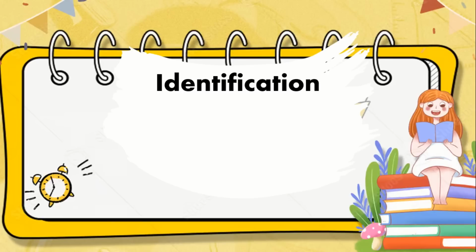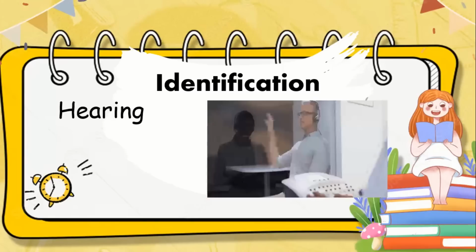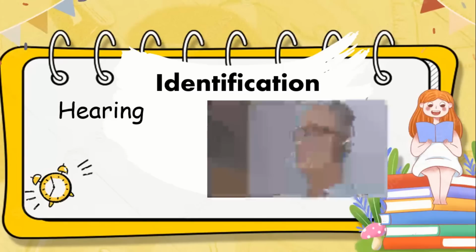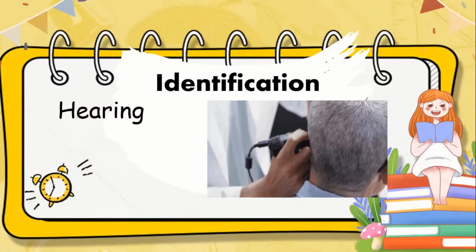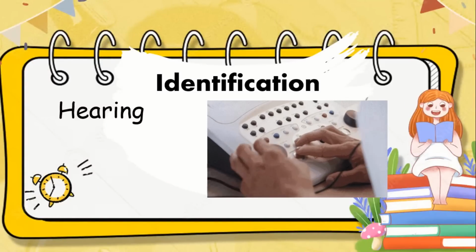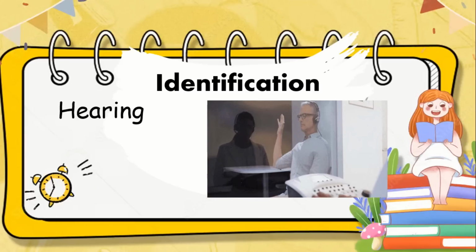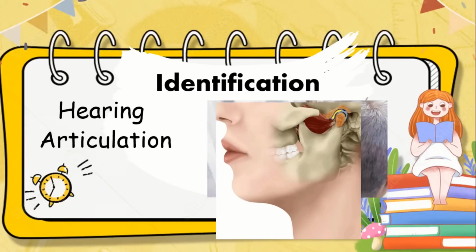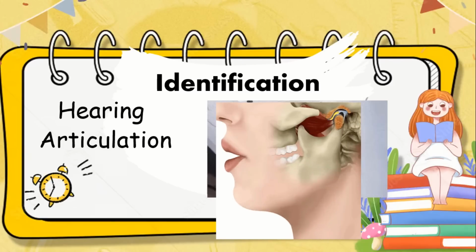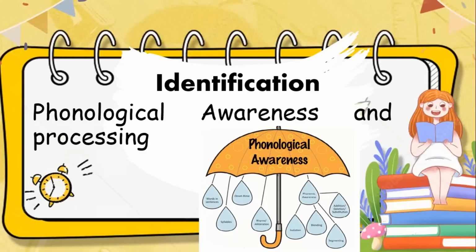Next is we have the hearing. So, hearing is tested to determine whether an organic hearing problem is the cause of the suspected communication disorder as discussed in the previous section. So, hearing impairment needs to be treated to develop speech and language skills. Next is we have the articulation. So, a child's articulation skills are assessed, which includes identifying speech errors.